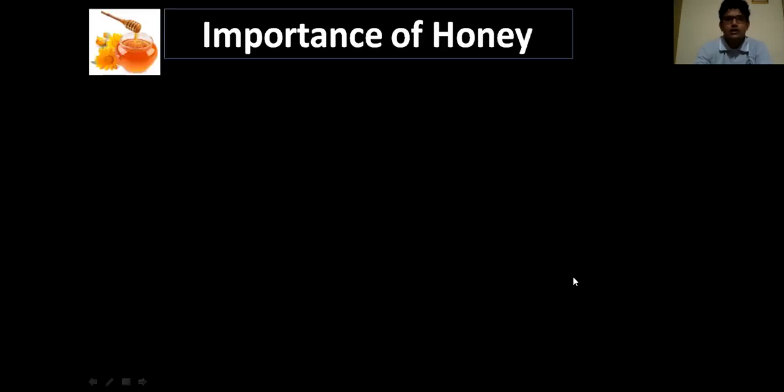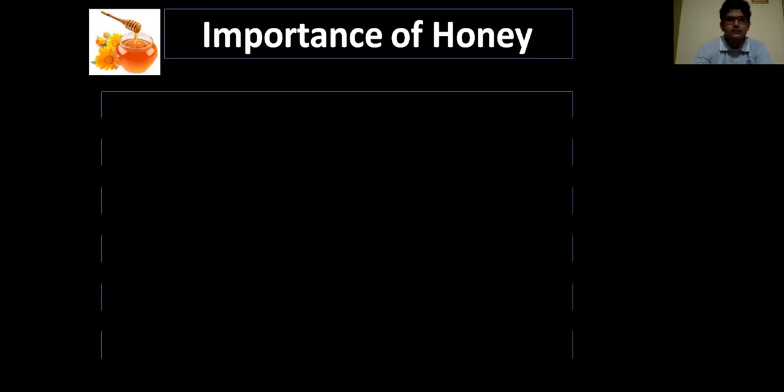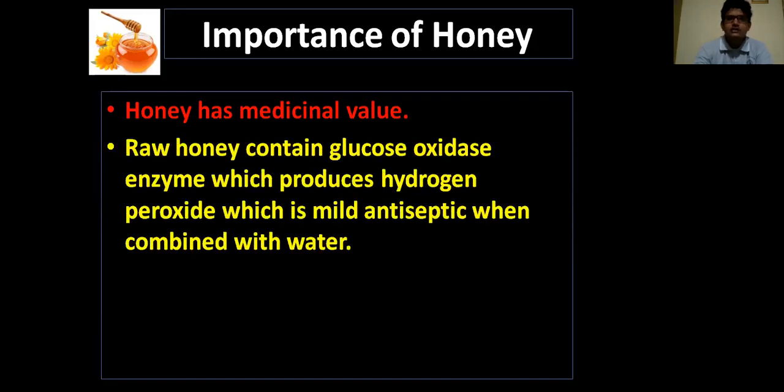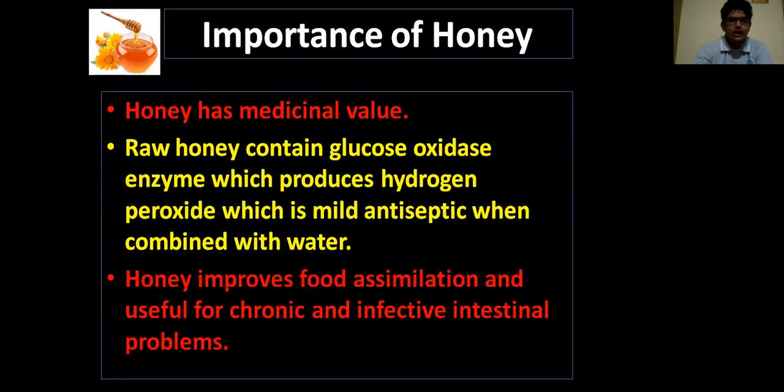So here is the importance of honey. We know that honey is a very important material and it is present in everyone's kitchen because it has an important medicinal value. Honey has a medicinal value. Raw honey contains glucose oxidase enzyme which produces hydrogen peroxide, which is a mild antiseptic when combined with water. Honey improves food assimilation and is useful for chronic and infective intestinal problems.